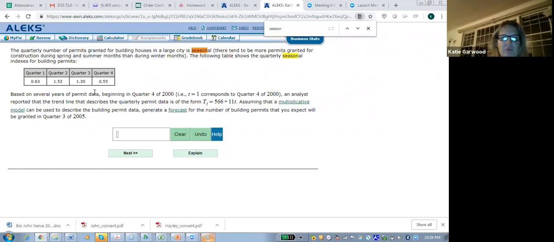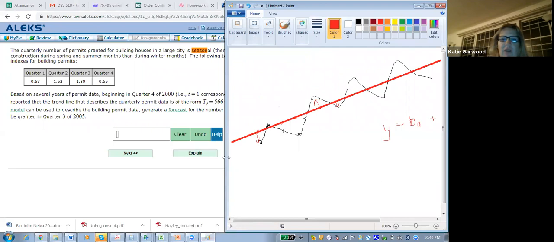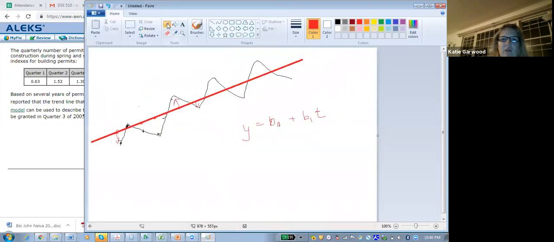So based on several years of permit data beginning quarter 4, 2000, which is going to correspond to time period 1, an analyst reported the trend line that describes the permits to be an equation equal to an intercept plus an overall trend times time. Assuming that a multiplicative model can be used to describe the building permit data, generate a forecast for the number that you expect to happen in quarter 3 of 2005. Well, there's a couple of things going on here. One of the pieces of information that we want to take into account is that the data starts in 2000, quarter 4.